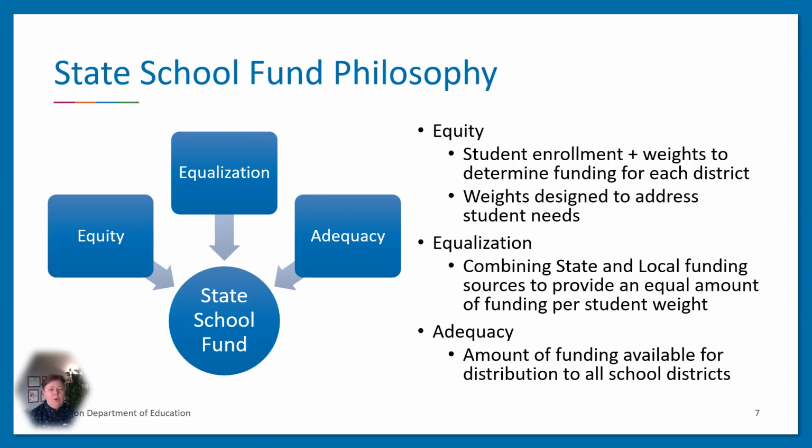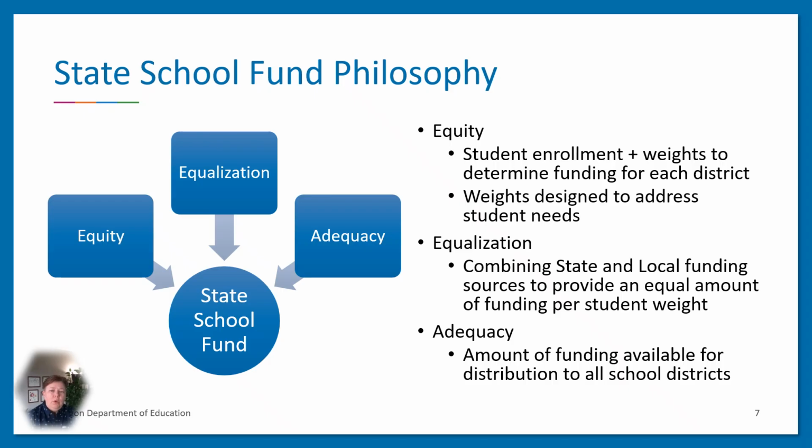So equity is about determining how each school district has the resources they need to support the students in their community. And in the State School Fund, this is done, first, a lot of the formula is driven by student enrollment. That would be average daily membership, or ADMR, in the formula. And then weights are added to that. And the weights in the State School Fund formula identify unique student needs and district characteristics that require additional support.